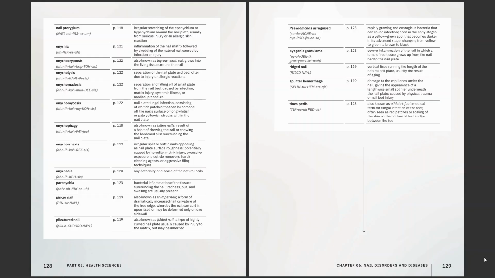Paronychia: bacterial inflammation of the tissue surrounding the nail. Redness, pus, and swelling are usually present. Pincer nail, also known as a trumpet nail: a form of dramatically increased nail curvature of the free edge, whereby the nail can curl in upon itself or may be deformed only on one side wall. Plicatured nail, also known as folded nail: a type of highly curved nail plate usually caused by injury to the matrix, but may be inherited.